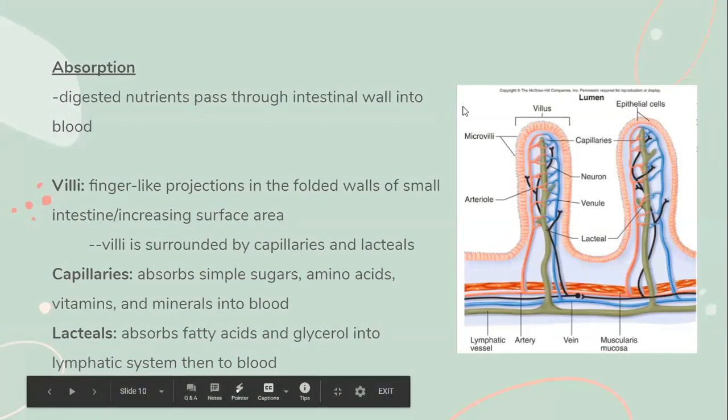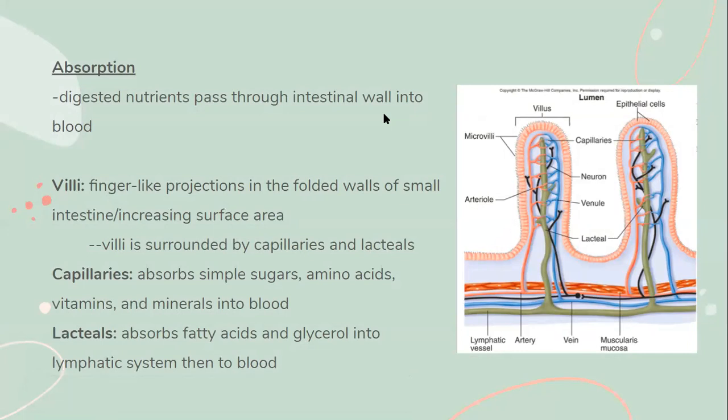So this is what happens in your small intestine with the absorption of nutrients. The digested nutrients pass through your intestinal wall into your blood, as we discussed before. Villi, I think they look like little hairs personally, are finger-like projections in the folded walls of your small intestine, which helps increase the surface area of the small intestine.